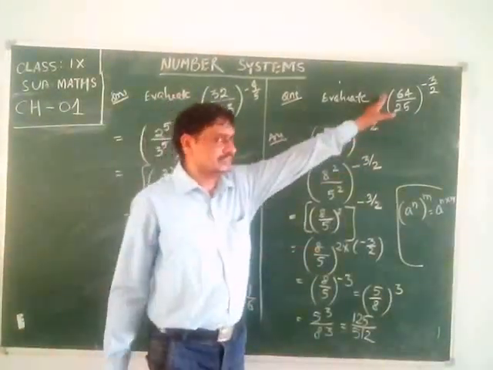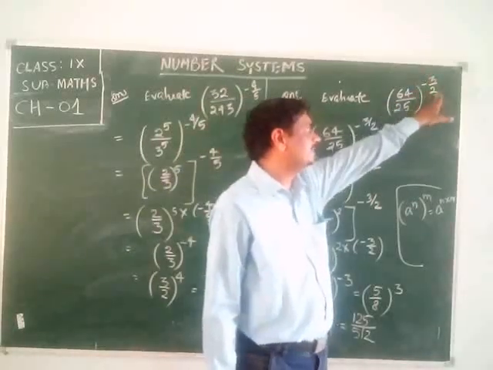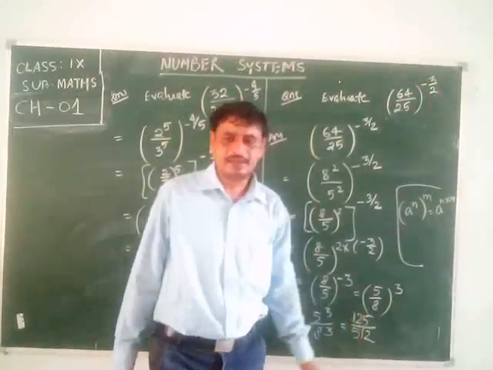Now the value of 64 by 25 whole to the power minus 3 by 2 is 125 by 512.